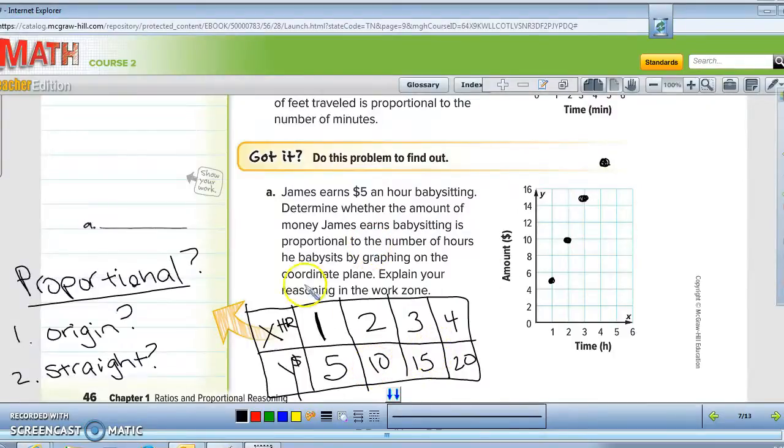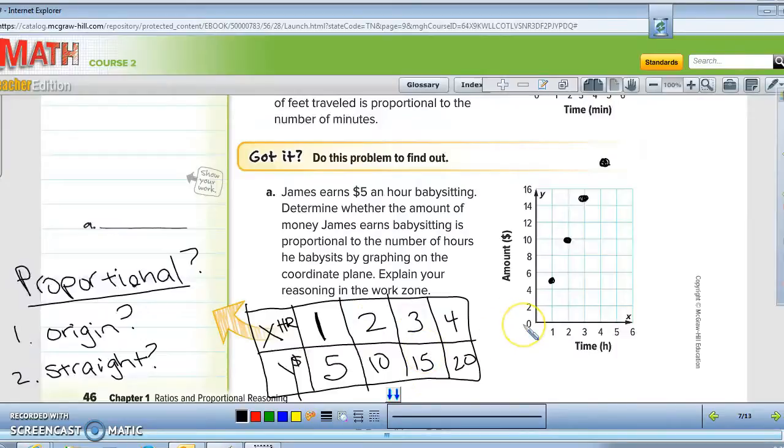And so the way that we did this is it told us that James earns $5 an hour. That means I'm comparing hours and money. So in 1 hour, he's making $5. In 2 hours, he's going to make $10. 3 hours, $15, and so on. So you really only need 3 points.